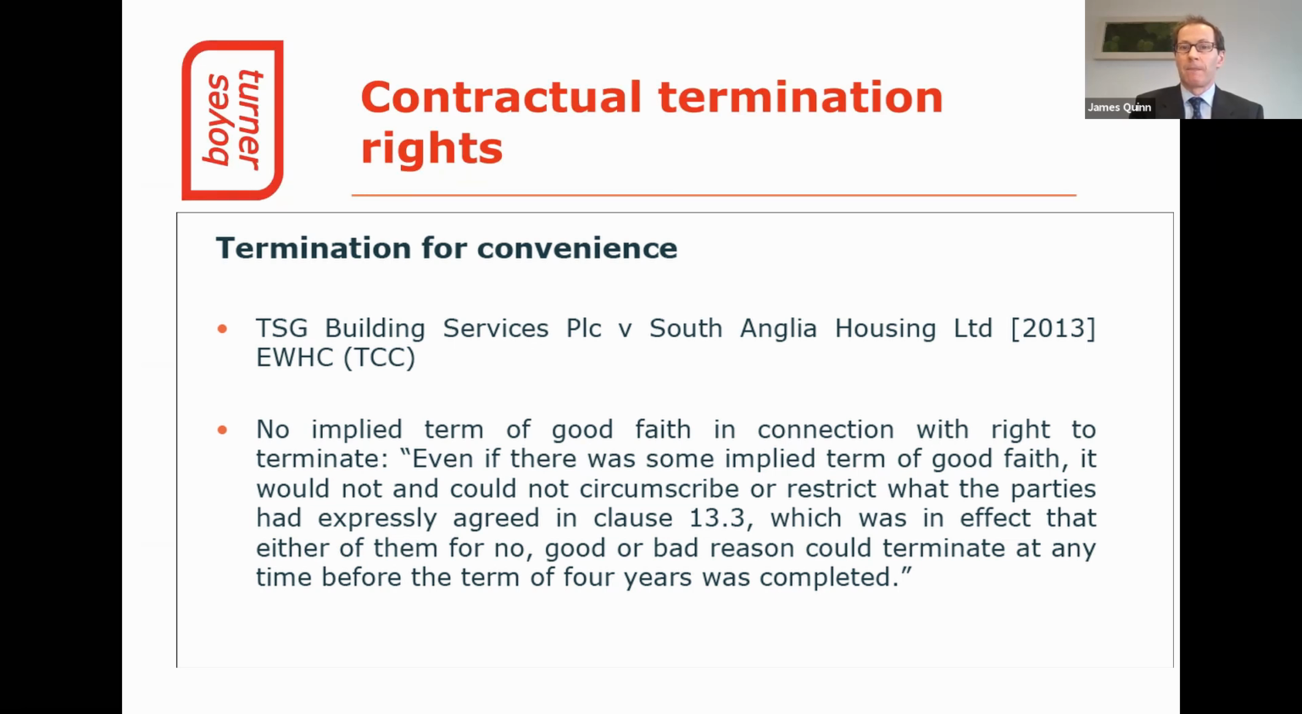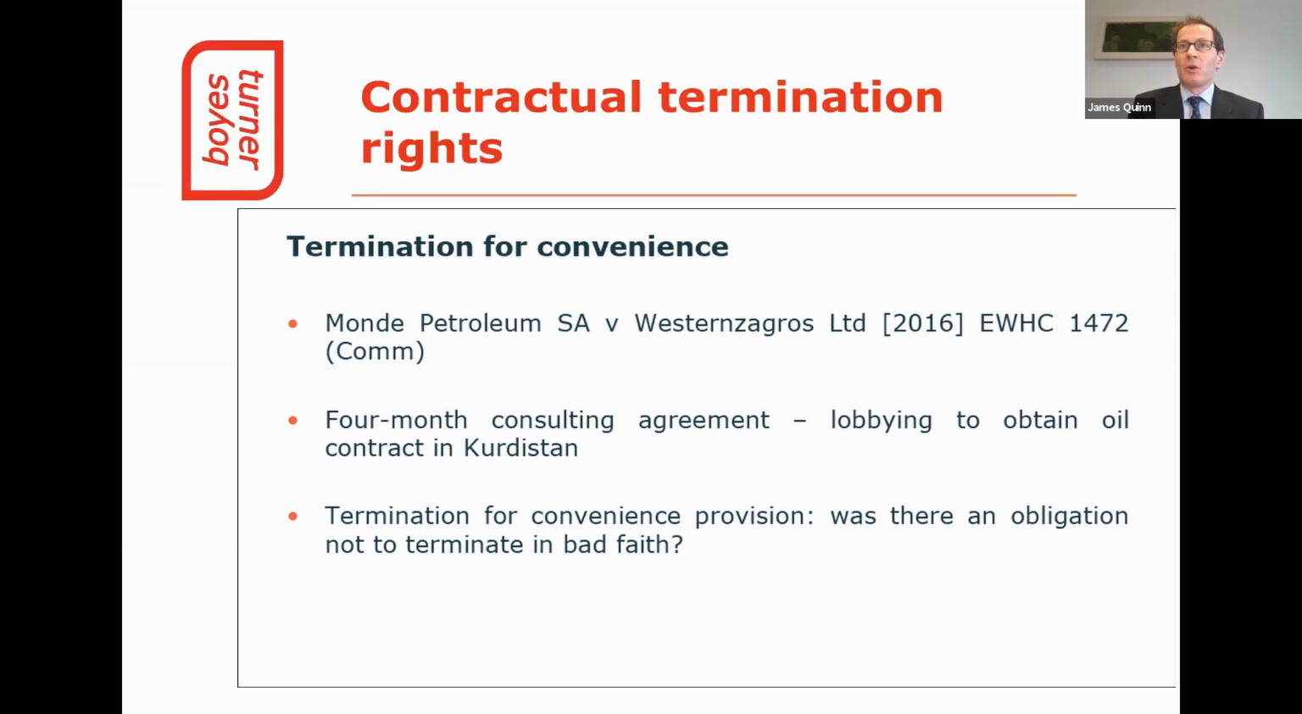Looking then at a second case of Mond Petroleum and Western Zagros, Mond Petroleum had entered into a 4-month consulting agreement with an oil and gas company, Western Zagros. Under the agreement, Mond Petroleum was to provide consultancy services and lobby the government of Kurdistan to secure oil contracts for Western Zagros in Kurdistan.